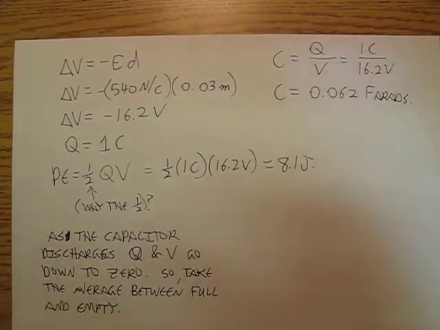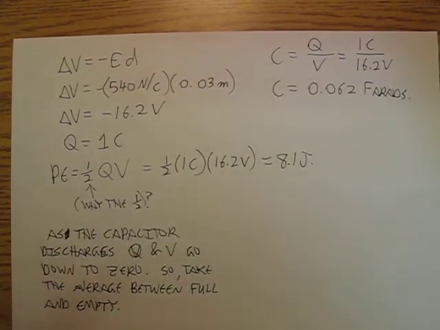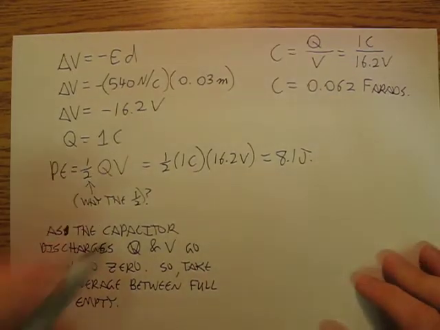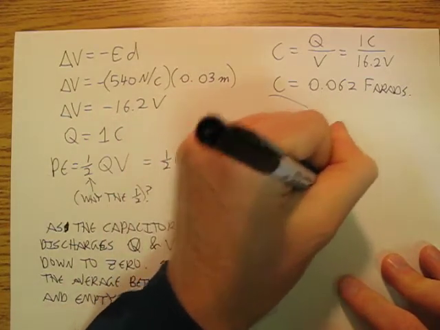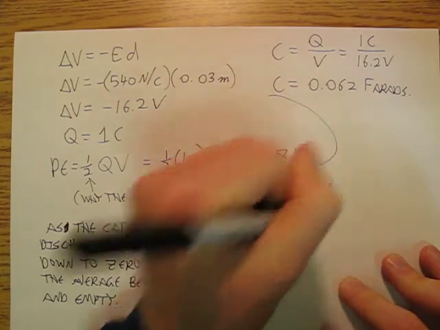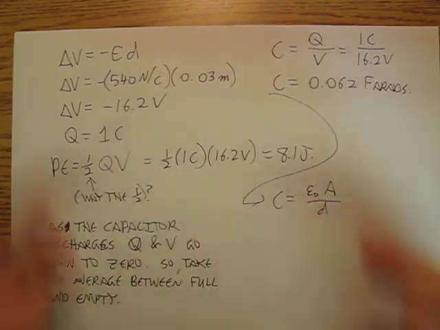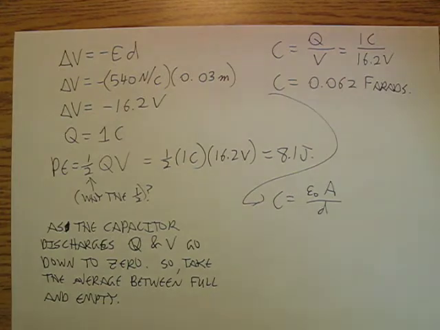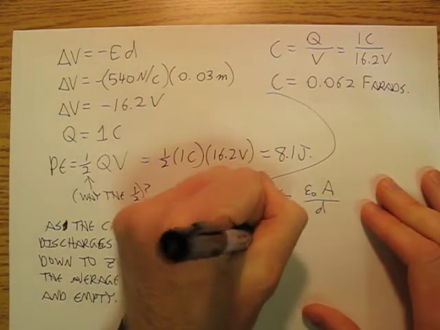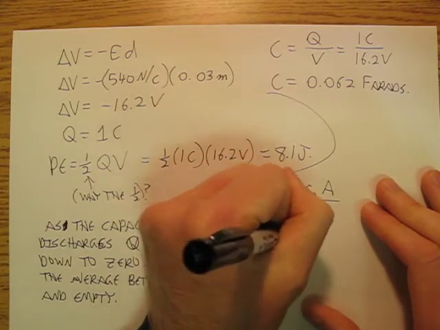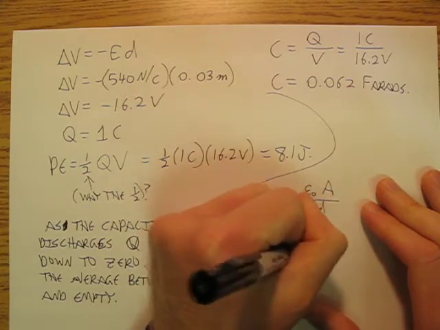So I just made up off the top of my head a few lectures ago what turns out to be a 0.062 farad capacitor. Now let's look at that result and plug it into C equals epsilon naught A over D, and solve for how much area I would need to make that capacitor work. Let's see if I'm anywhere reasonable whatsoever. My guess is I'm probably not. So I'm going to rearrange that for A: A equals C times D divided by epsilon naught.